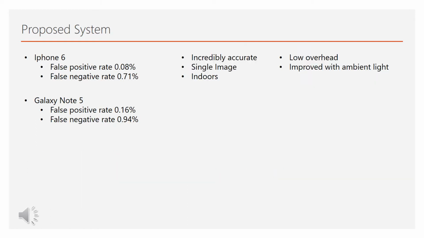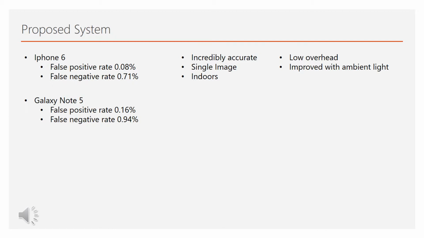The writer's research results showed that the iPhone 6 had a false positive rate of 0.08% and a false negative rate of 0.71%. For the Galaxy Note 5, they concluded a false positive rate of 0.16% and a false negative rate of 0.94%. This showed that the ABC protocol was incredibly accurate. It only used a single image versus the 50 images that a conventional camera would have needed.